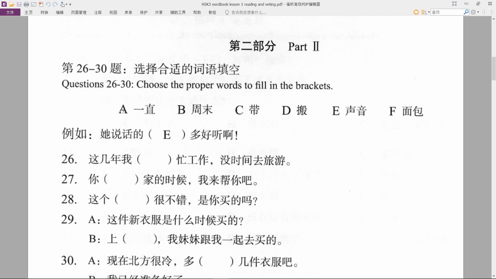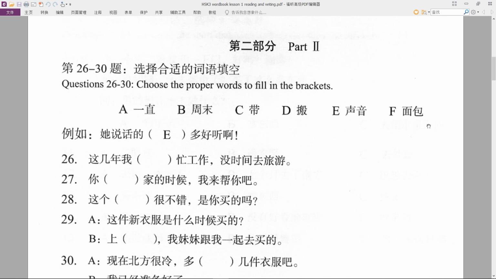Okay, second part. Second part is quite common in HSK exam. So fill the blanks with vocabulary. So first of all, we need to know the vocabulary. A, 一直, all the time. B, 周末, weekend. C, 带, 带 means you take something somewhere or bring something here. Although we need to add something different after 带, but generally 带 means that. 搬, carry or move. Ban sounds like carry very heavy things, and we can say 搬家, move house. 声音, 声音 means sound, noise or voice. 面包, bread. 面包, okay.